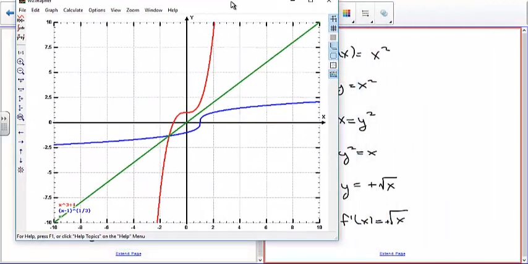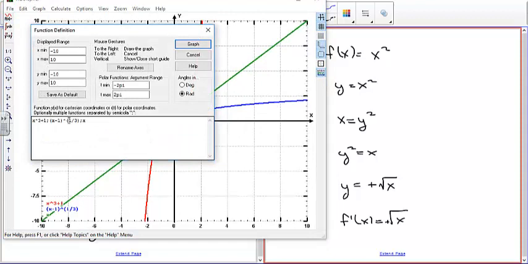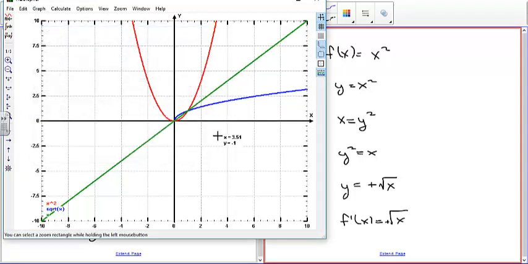So move this over here. So my original function is x squared, and my inverse is equal to the square root of x. So there you go. So what we're doing is we are ignoring this part of the y equals x squared curve, because you can see these two are symmetric, but this one is not applicable.